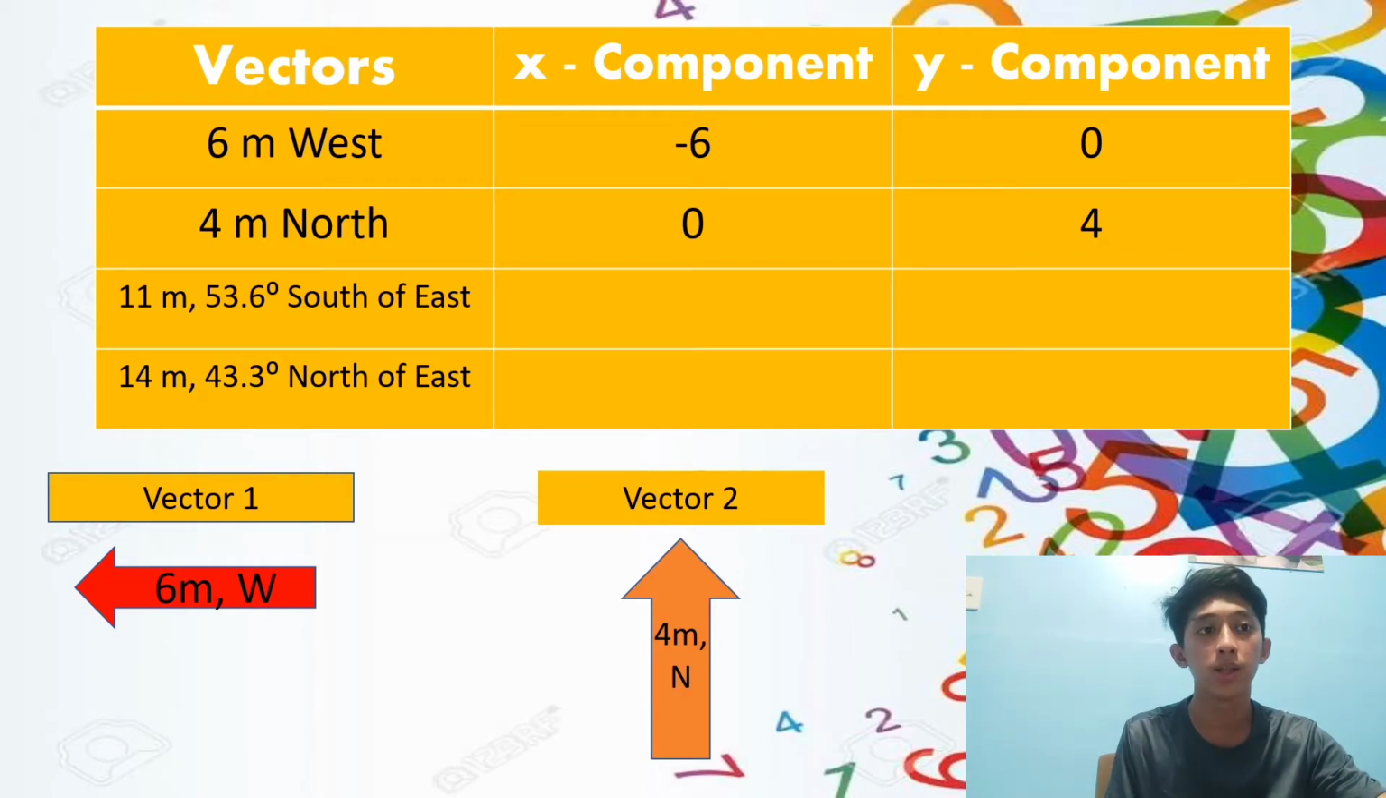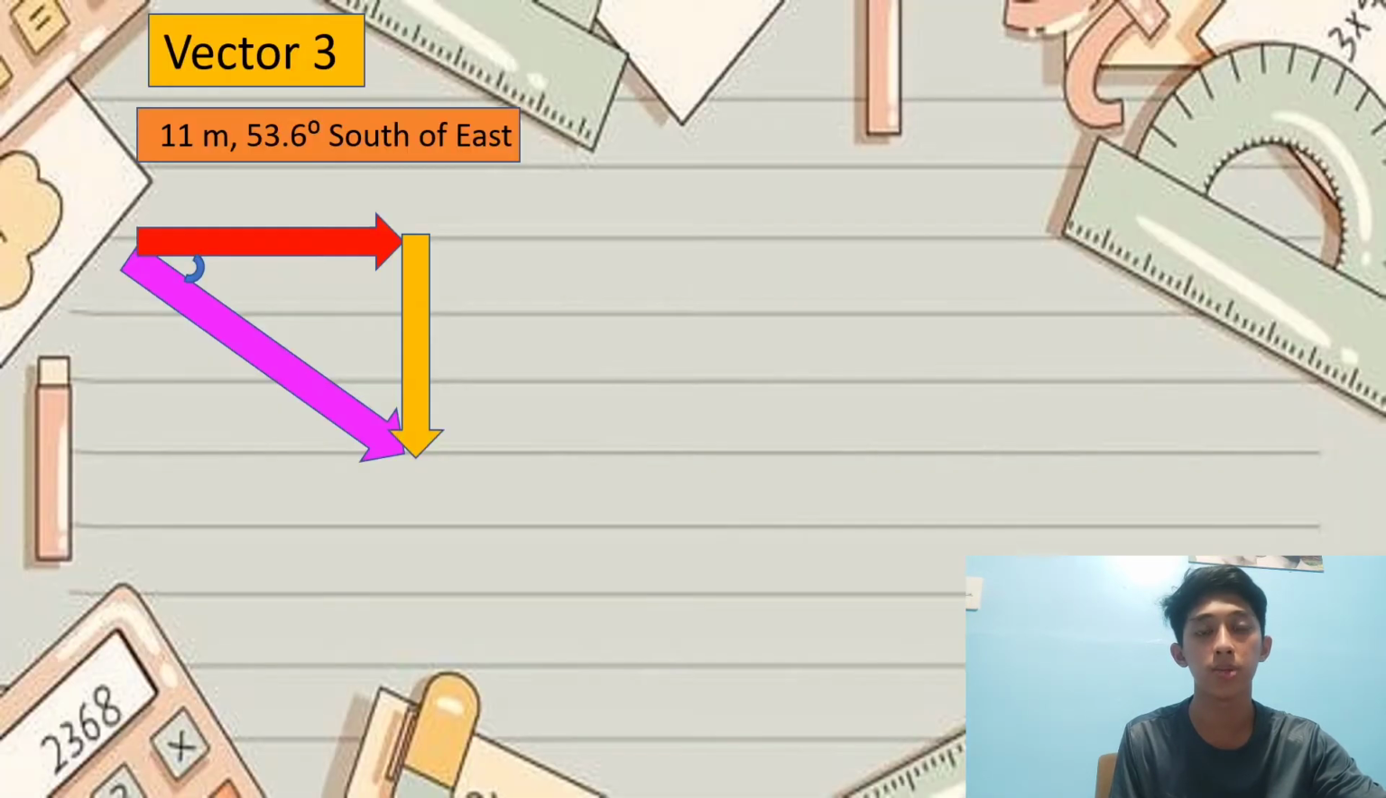In vector 1, 6 meters west, so the x component will be to the left, so our x component will become negative 6, and because it is a single direction, our y component will become 0. And in vector 2, 4 meters north, so our y component is 4, then that is also a single direction, so our x component will become 0.